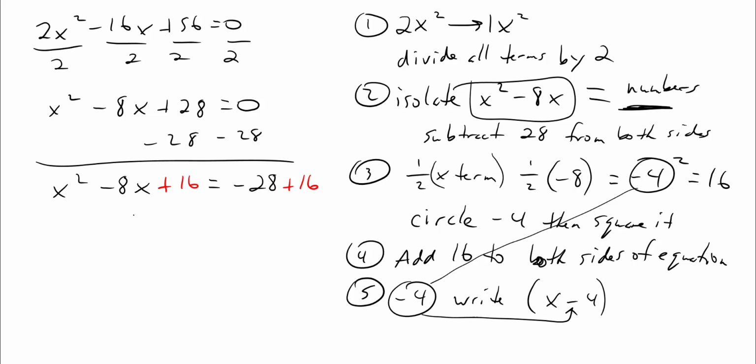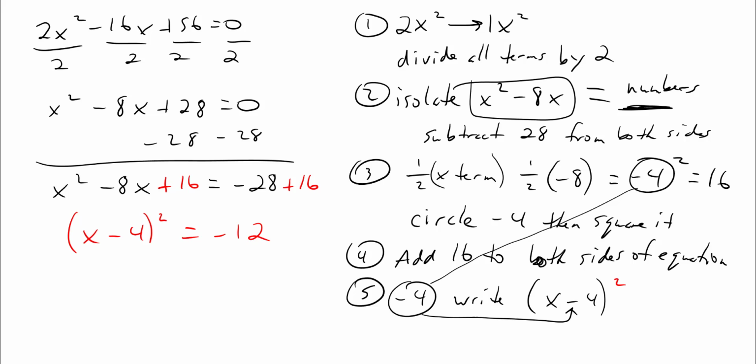So here it is. I'm doing it over here now. I'll do it in red. You're going to say x minus 4, and then of course it's squared. Okay, equals, and then you say -28 plus 16, which is -12. Okay, so there's all my steps here.